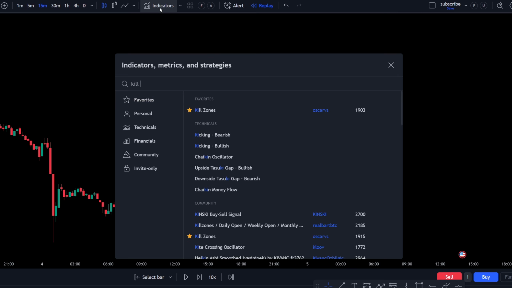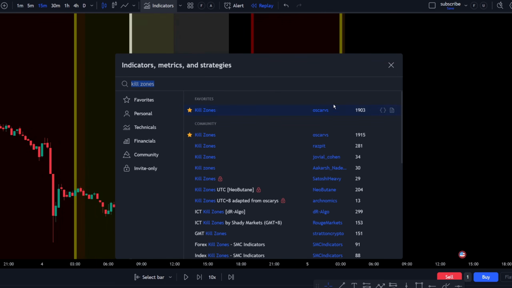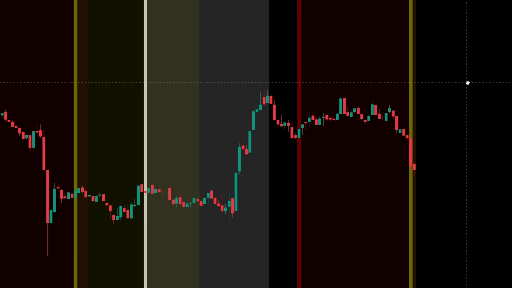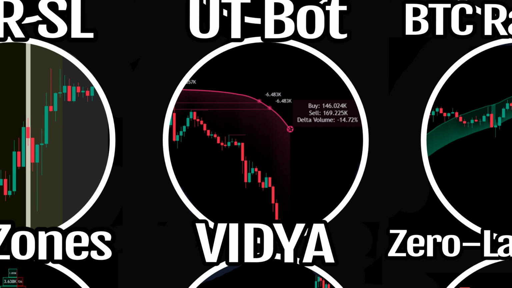To add it, search Kill Zones and add this one by Oscarves. There are many other session indicators, but I like this one the most. My subscribers most likely already heard of this one.